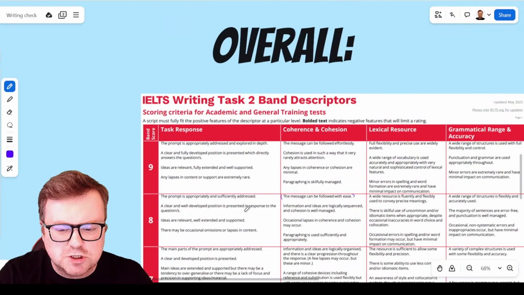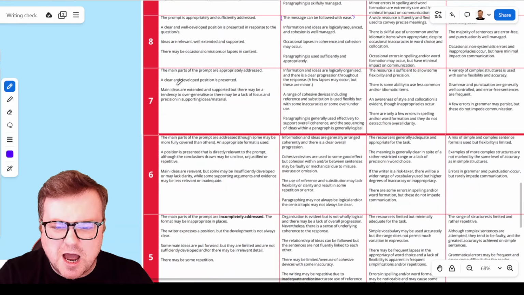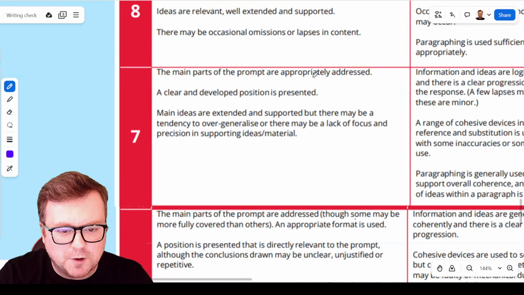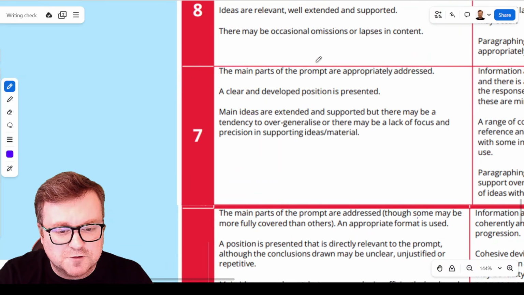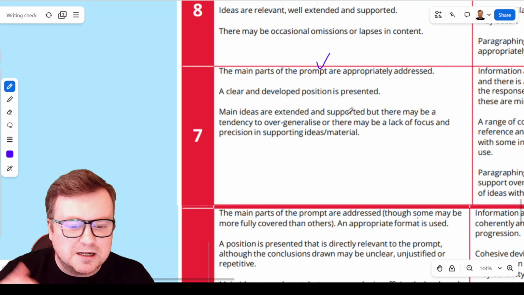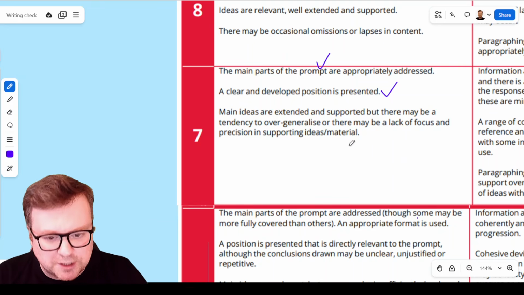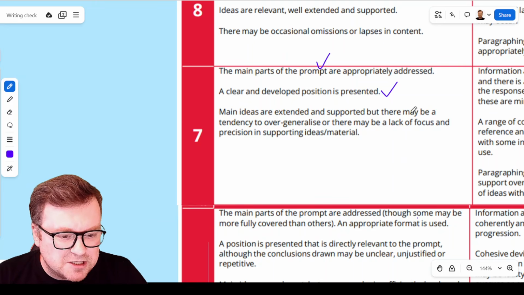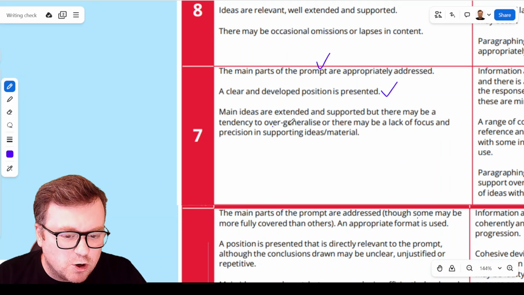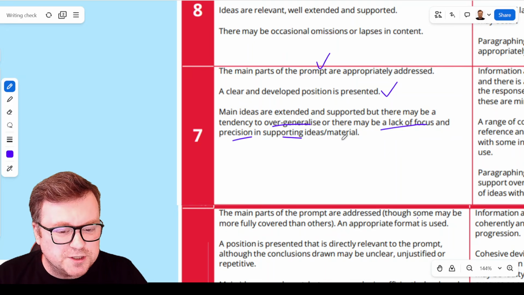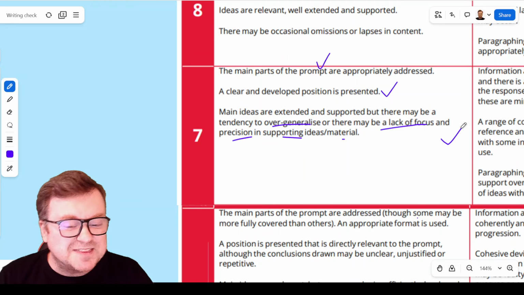So just looking at this in terms of task response, I want to just look at the 7 and then the 6. The main parts of the prompt are appropriately addressed. Yep, you've spoken about the benefits. A clear and developed position is presented. Yeah, it's clear that you think it's a good idea. Main ideas are extended and supported, but there may be a tendency to overgeneralize, or there may be a lack of focus and precision in supporting ideas or material. And I feel like that is fair.